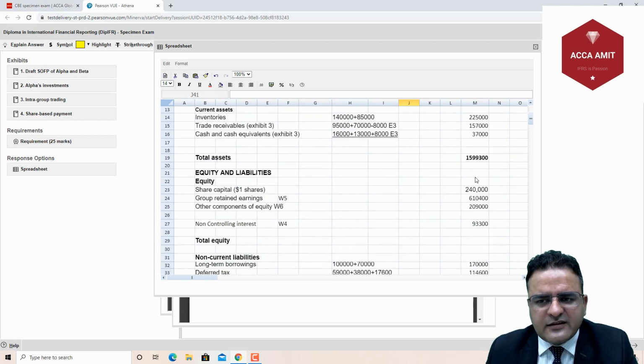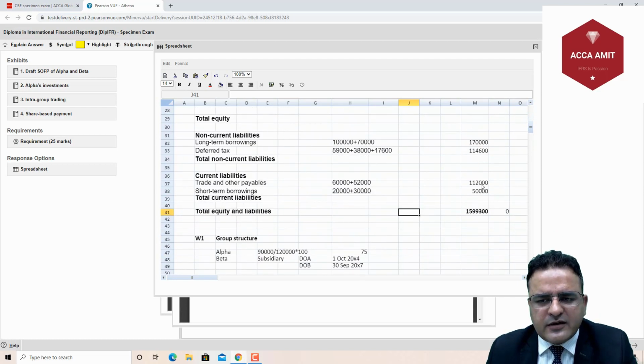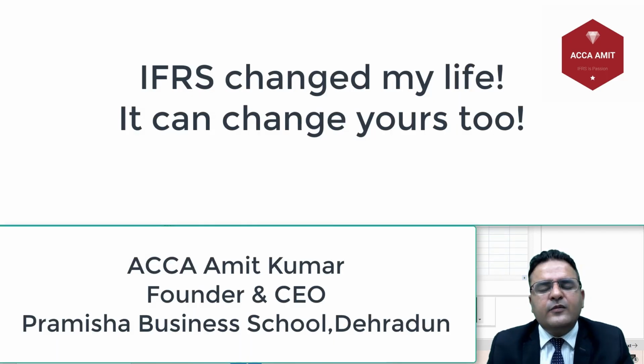The total of assets is 15,99,300 and total of equity and liabilities is 15,99,300. Now this is time for celebrations that we have been successful in performing a consolidated balance sheet question perfectly well. Hopefully you'll be easily able to do it.